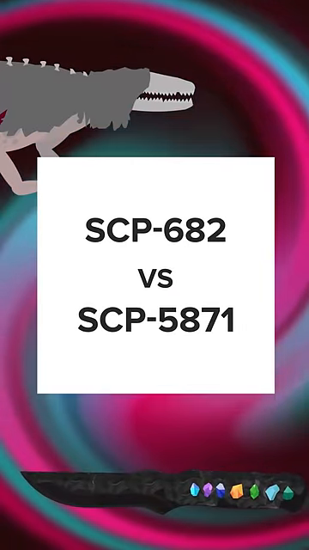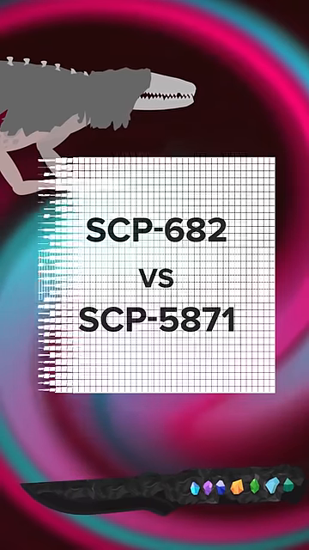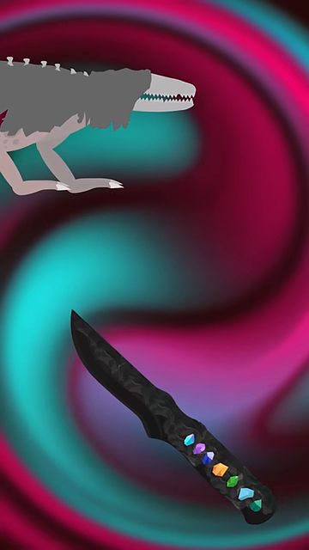SCP-682 versus SCP-5871. Could the knife that retroactively erases its victims from the timeline finally remove the hard-to-destroy reptile from our past, present, and future?